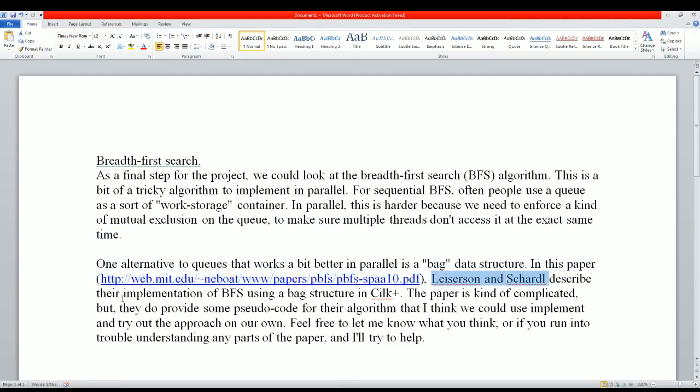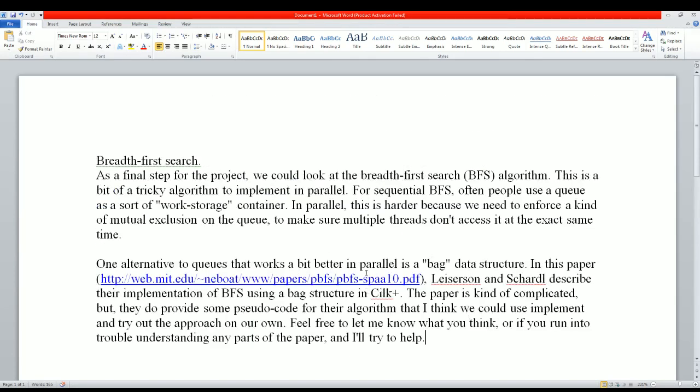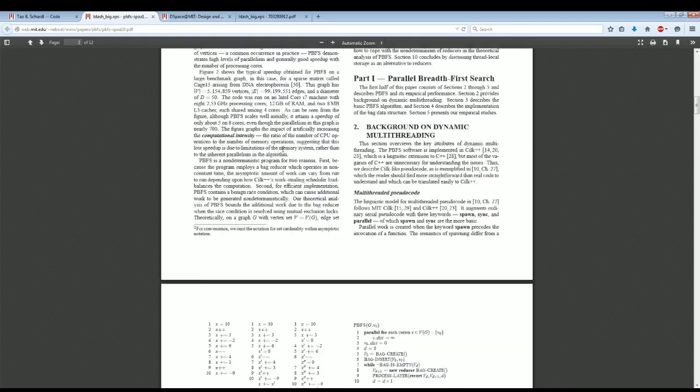These two guys from MIT describe it using the bag structure in Cilk Plus. It's kind of complicated, but they have a lot of pseudocode, and their explanations make it pretty straightforward and simple. It's just when you get to the code, it gets really complicated. So I'm going to skip most of the coding part and just go through the basic stuff about it. If we head on over to this link, it'll take us over to this page.